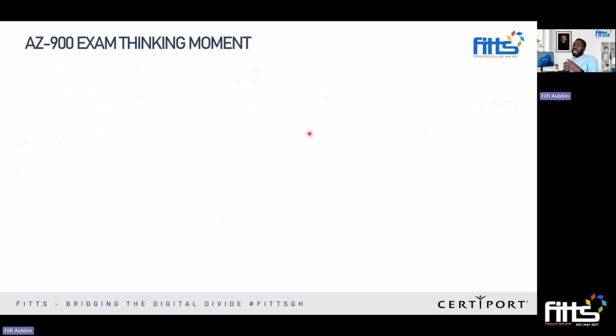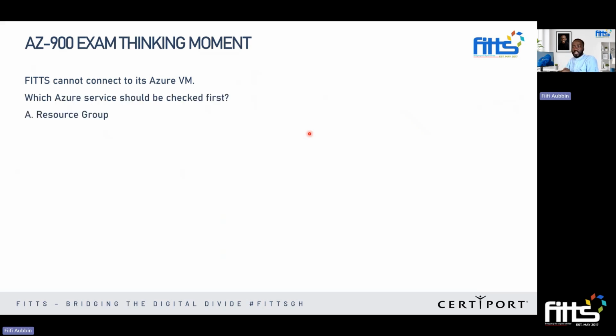And we move on to an exam thinking moment. Yes, you need to pass your AZ-900. If you cannot connect to your Azure VM, which Azure service should be checked first? Is it a resource group, an NSG, Azure storage, Azure Monitor? If I'm not able to connect, which one should I check first? The obvious answer is your NSG.